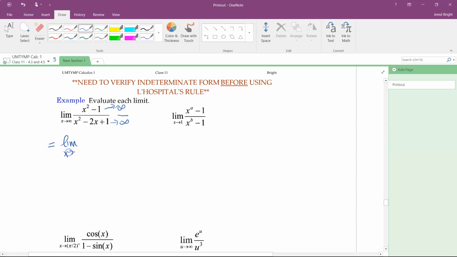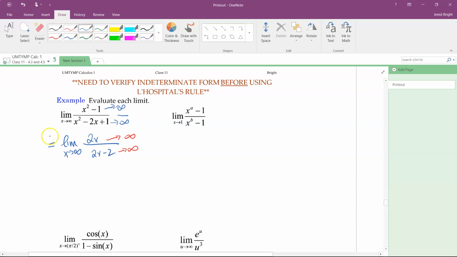to the limit as x approaches infinity of, and then take the derivative of the numerator, or differentiate the numerator, 2x over 2x minus 2, okay? And here again, I kind of think about the limit of the numerator and denominator individually. I'm not applying the limit laws, I'm just thinking about them individually. The numerator would go to infinity, denominator would also go to infinity.